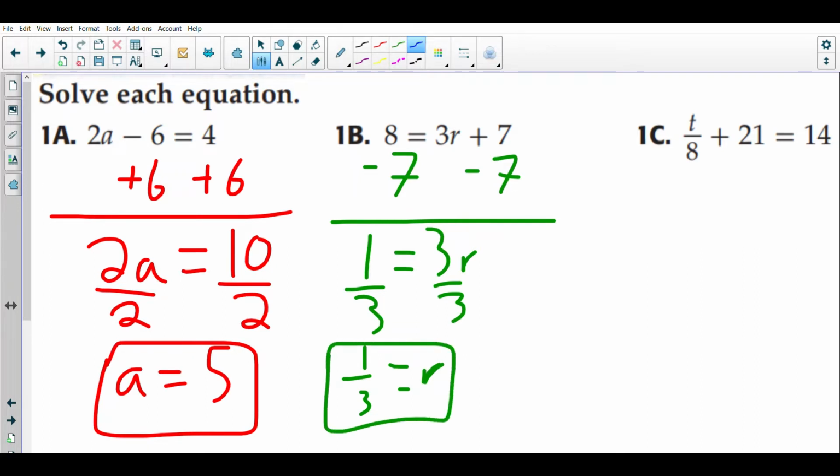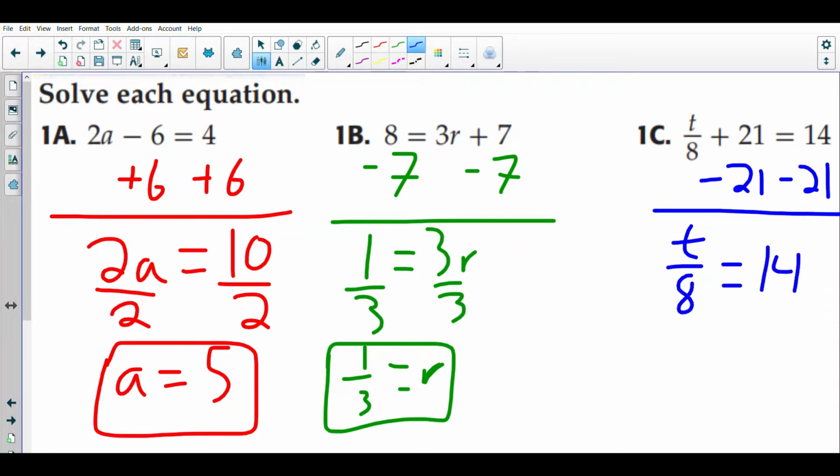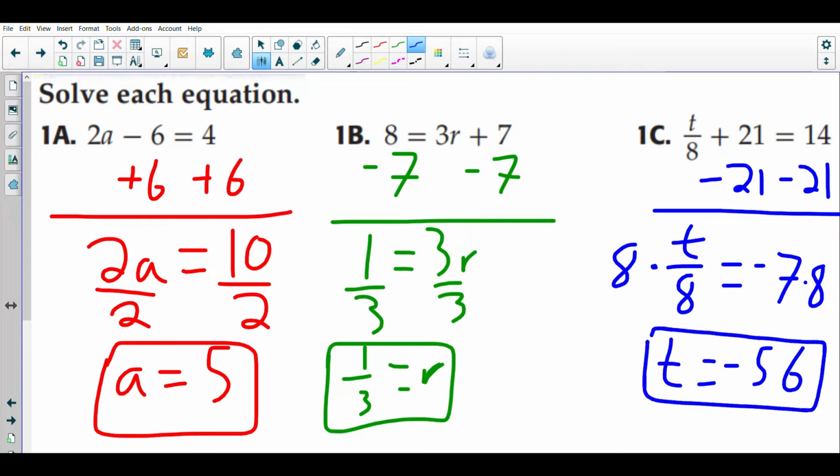Okay, let's do one more. We have t divided by 8 plus 21 is equal to 14. Once again, get rid of that plus 21 by subtracting 21 from both sides. What we do to one side, we do to the other. So we're left with t over 8 is equal to... oh, sorry, not 14. I forgot to subtract my 21. That's my fault. We actually get negative 7. Then to get rid of that divide by 8, we need to multiply by 8, and what we do to one side, we do to the other. So we get t is equal to negative 56, and there is our solution.